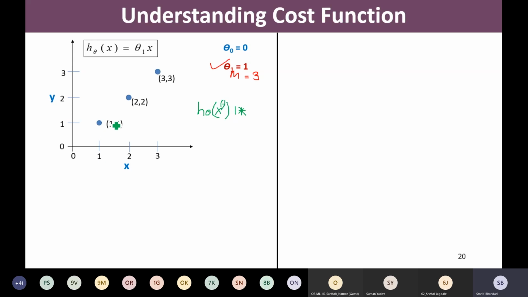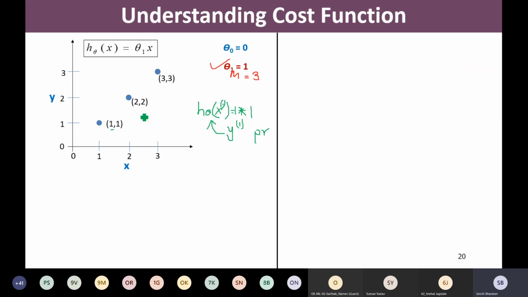What is my first sample value x1? It is 1. So how am I computing h theta of x1? Theta 1 into x1. What is x1? It is 1. So 1 into 1. So the predicted output, this is my y1 which is predicted. Actual y1 is also 1, and by making use of theta 1 equal to 1, I am predicting y1 as 1.